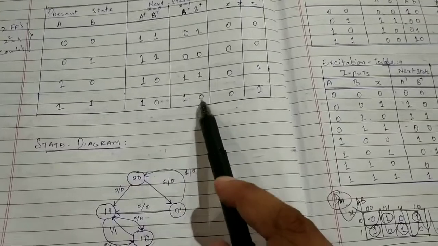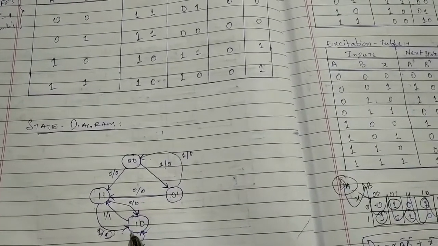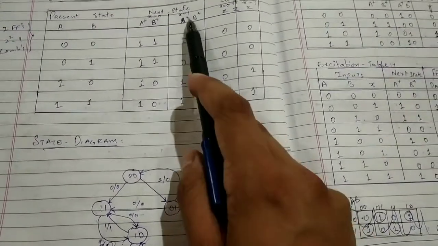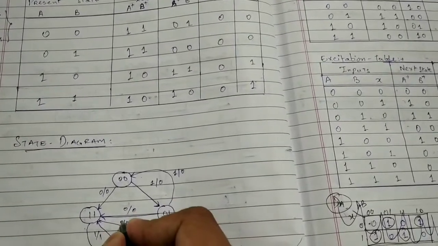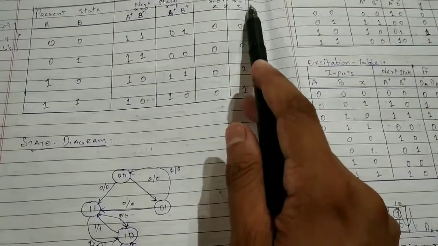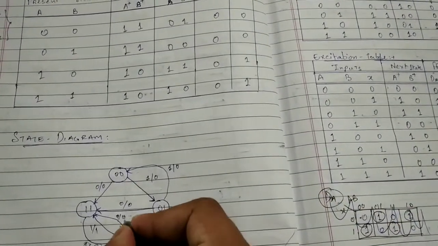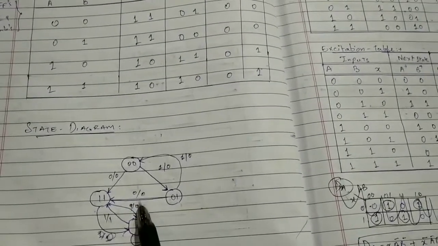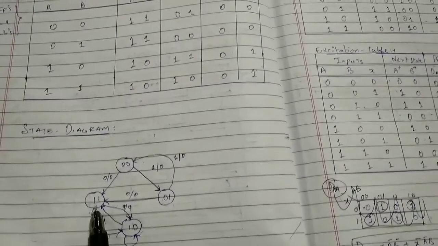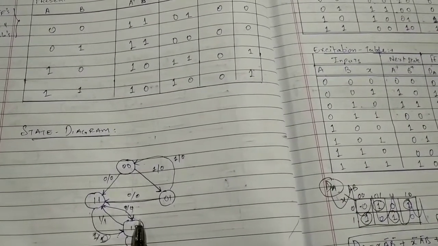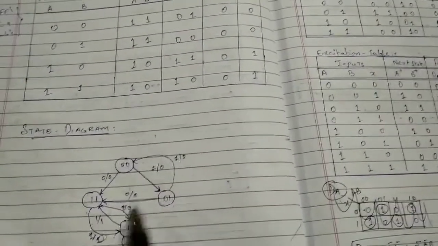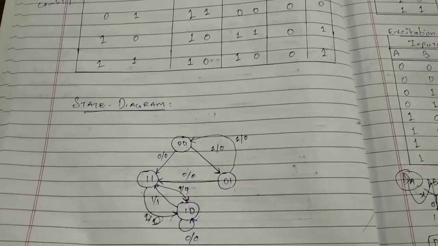For 1 1, the next state will be 1 0 itself when input x is equal to 1, and the output for x is equal to 1 is equal to 1. So this is 1 slash 1 and 0 slash 0, for input x is equal to 1 and for input x is equal to 0. This completes the state diagram of this example.